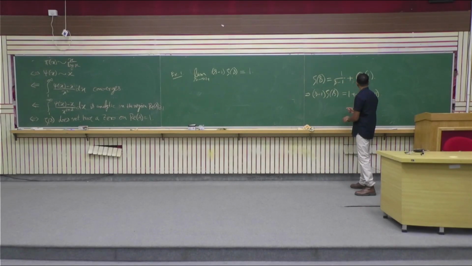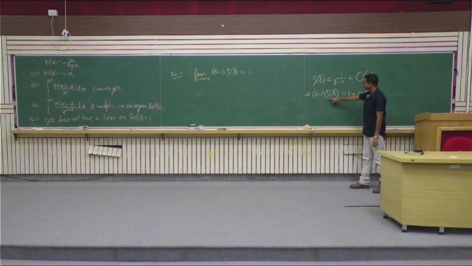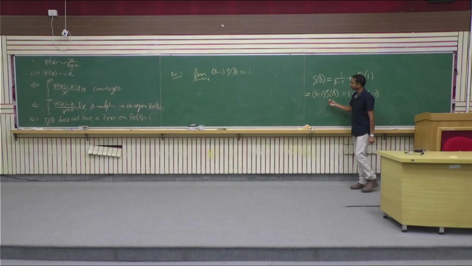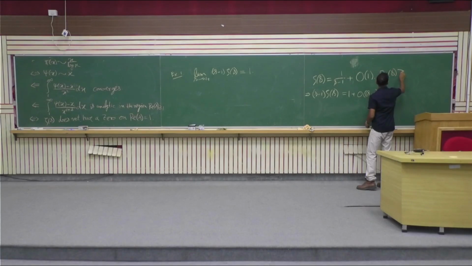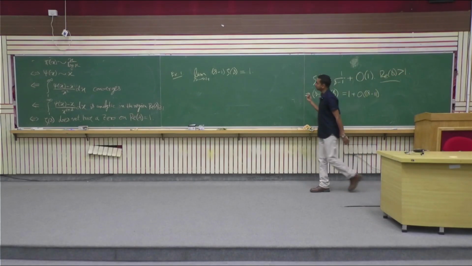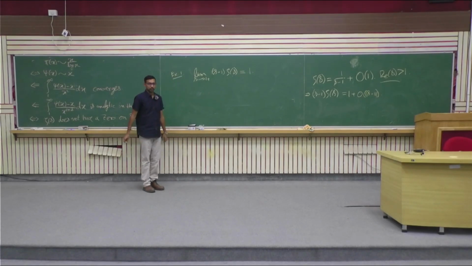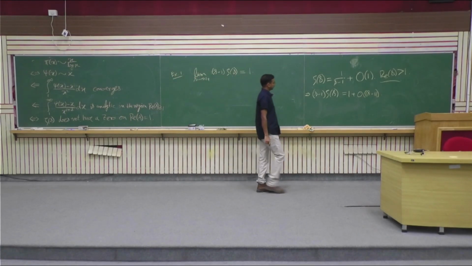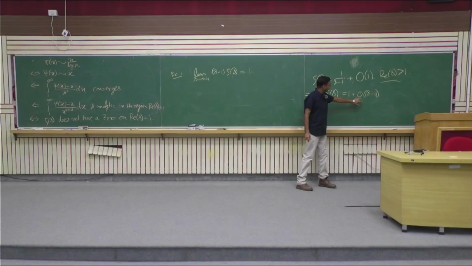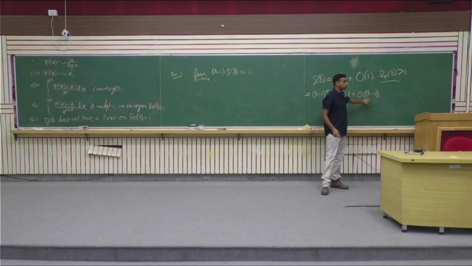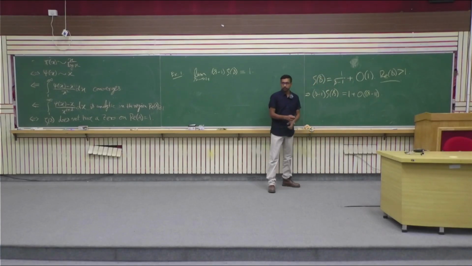Now, as s goes to 1 plus, we know that this expression was true for real part of s greater than 1. So if we take the limit as s goes to 1, we should take it from the right half plane. That gives you 1 here, and here the size is controlled by this one, so this term goes to 0 and this converges to 1.